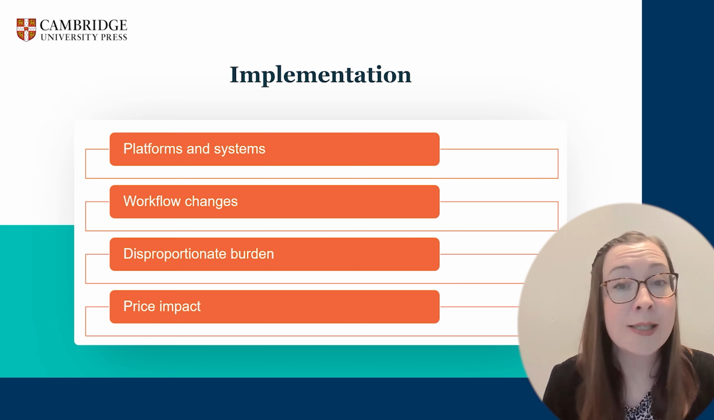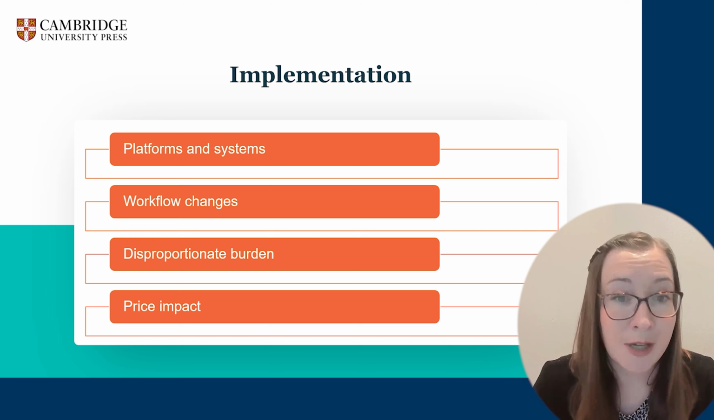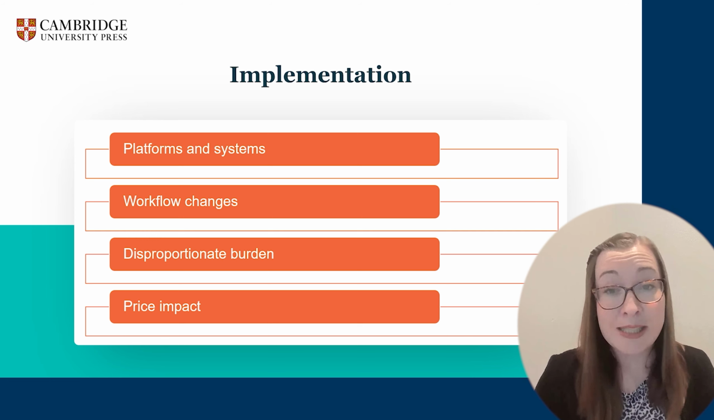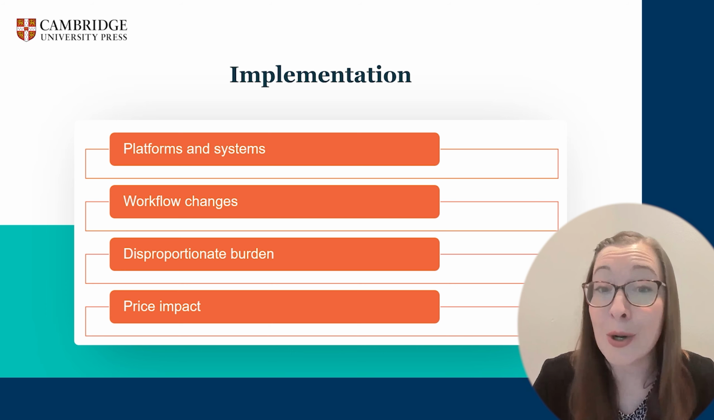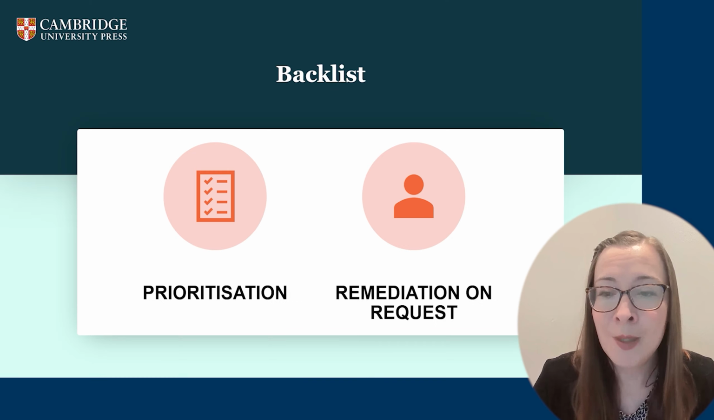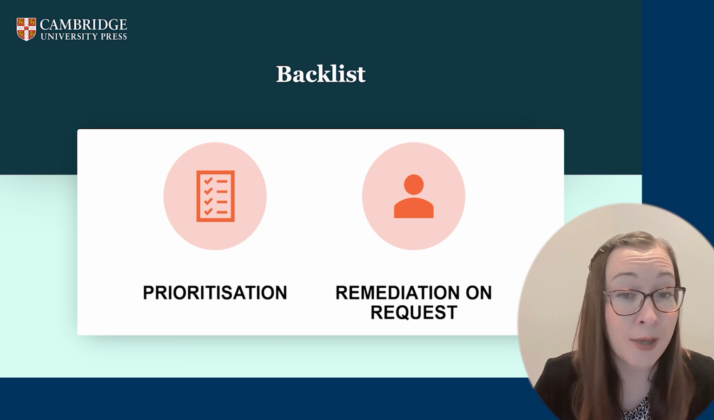Lastly, through all of this, you should estimate the price impact of adding alt text to your titles. If your books involve a lot of images, you are likely to see a significant increase in your production costs going forward. So it's important that budgets and future plans are adjusted, and of course that your senior teams are prepared. I'll end just with a final note on backlist.